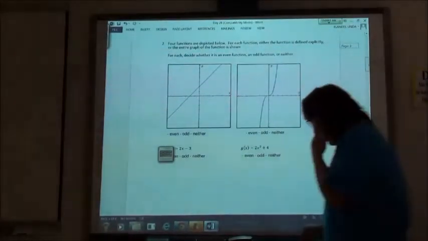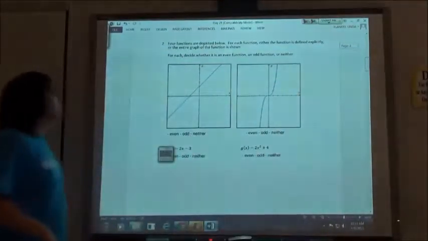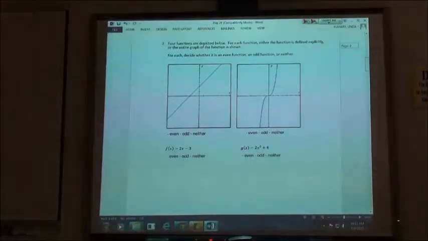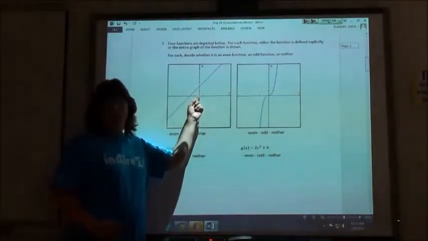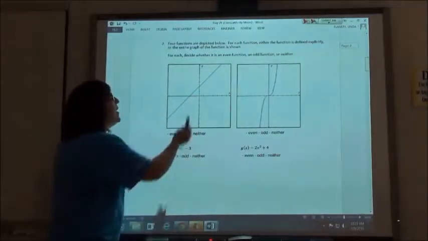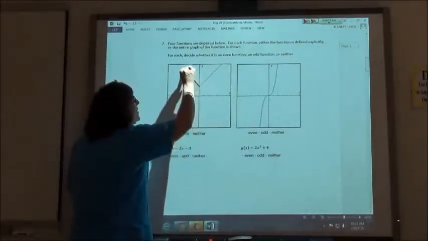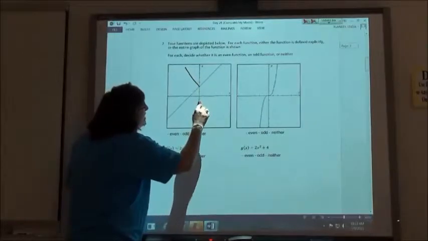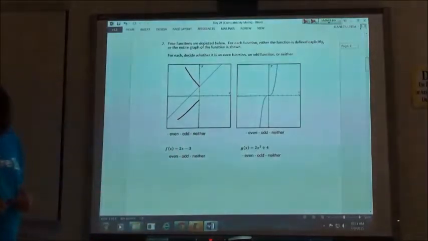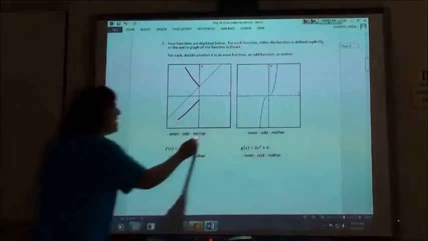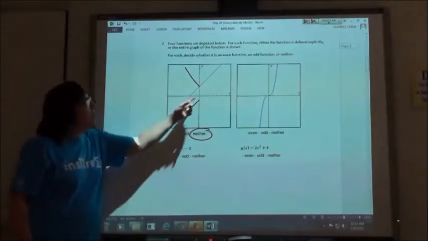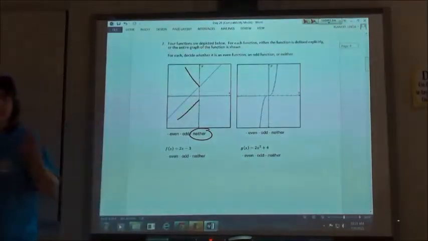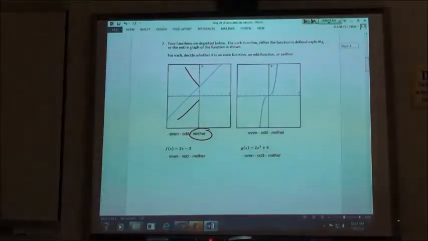So number 2 then. If we look at the first one, is that one even, odd, or neither? Nope, it's not an odd one. It's a neither one. It would be odd if it went right through 0, 0. But if I flipped it across the y-axis and then flipped it across the x-axis, it'd be down here. And so it's not odd, it's going to be neither. So when you look at the odd one, it'll always go through 0, 0. Otherwise, it won't be diagonally on there.